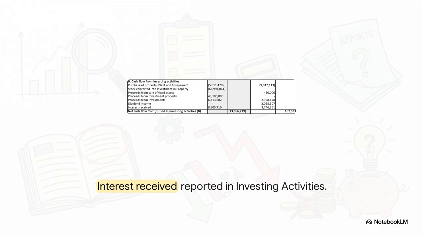This is the investing activities extract from that exact same cash flow statement. Right down to the bottom, there's a line for interest received. And look at the amount. It's exactly the same, 8.6 million Indian rupees. So essentially, the company is telling us that the exact amount of interest income accrued for the entire year was also the exact amount of cash they actually received.